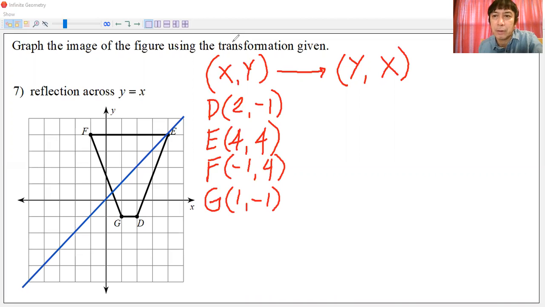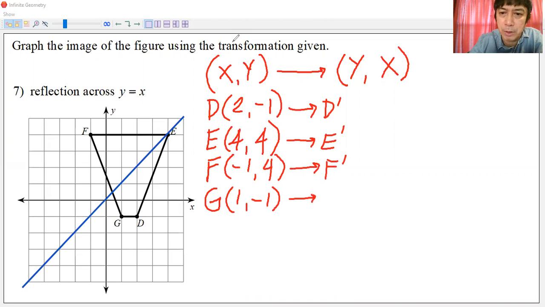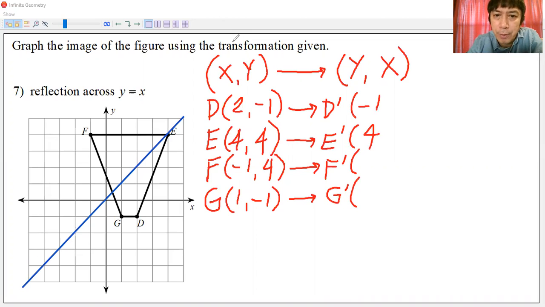Okay, all right. So we're going to have now the image points. So this will be at D prime. This is at E prime. This is at F prime. And this will be at G prime. There. Now, all we need to do is just invert them. Y becomes X. X becomes Y. All right. So this will be -1, 4, 4, and -1.